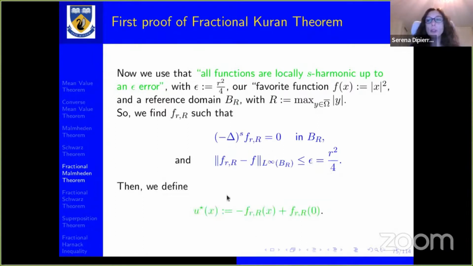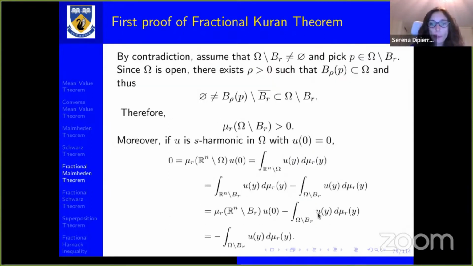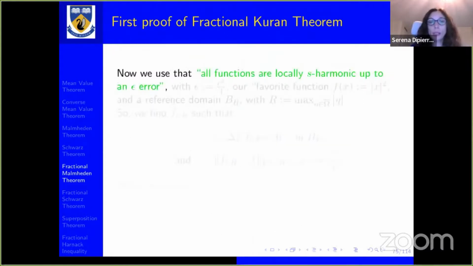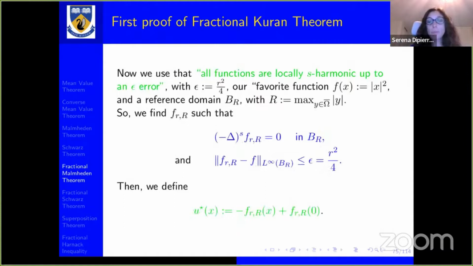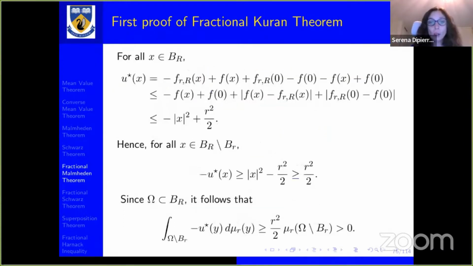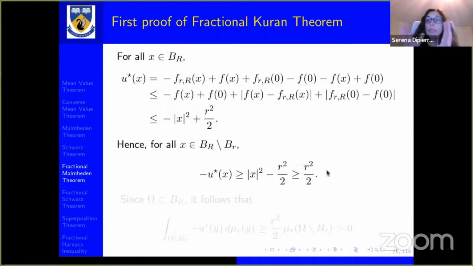And then my function U star will be minus this f_{r,R} at x plus f_{r,R} at 0. Now, if you remember, I want to see what happens to minus U star. This function is good because it's s-harmonic in omega. So this is the function that I want to plug into the equation at the end.